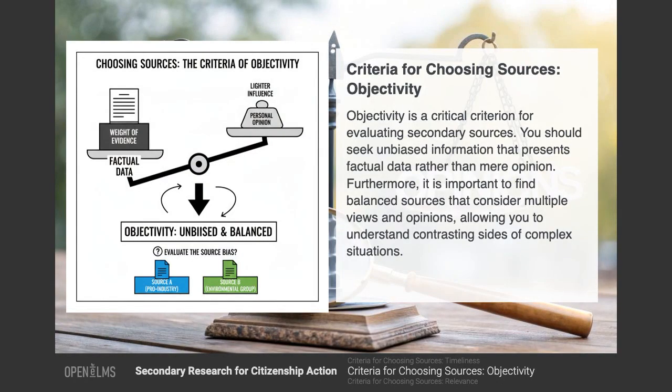Criteria for choosing sources. Objectivity. Objectivity is a critical criterion for evaluating secondary sources. You should seek unbiased information that presents factual data rather than mere opinion. Furthermore, it is important to find balanced sources that consider multiple views and opinions, allowing you to understand contrasting sides of complex situations.